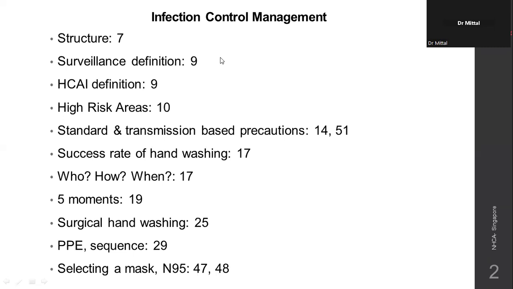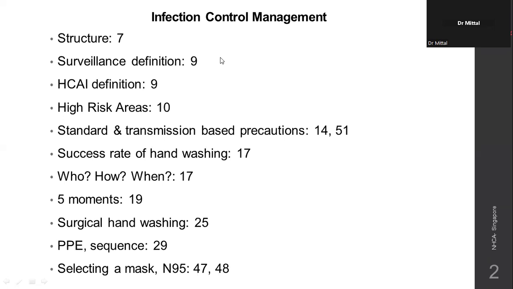Then you have standard and transmission based precautions. From page number 14 onwards, you will see 2 pages are just standard precautions. Then coming to page number 51, you will see the transmission based precautions. Both these parts are important. In between is the PPE, personal protective equipment. That also, the sequence and all, is important. We'll come to that.